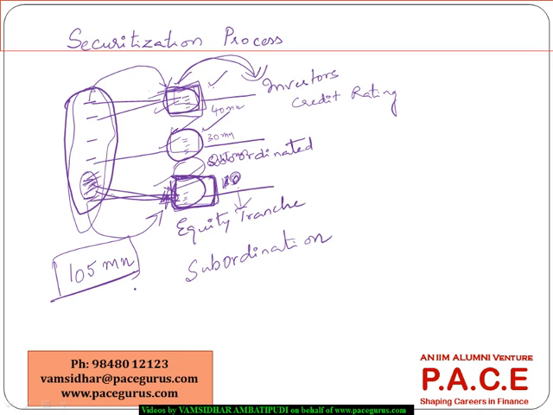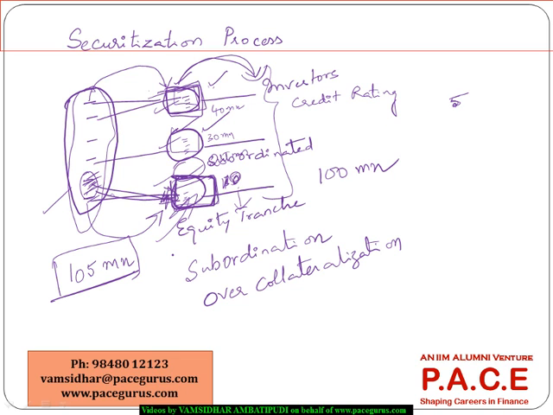And it may so happen that there could be an over collateralization also. Means probably if the assets are worth 105 million, the securities for which the capital is raised could be only for 100 million. So even if a 5 million loss is there, that would be purely absorbed by this over collateralization itself. But if the loss is anywhere above 5 million, then it starts coming on to the equity tranche. So that is how the securitization process works.